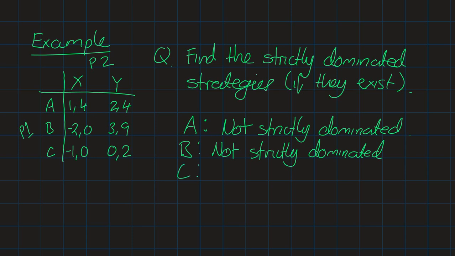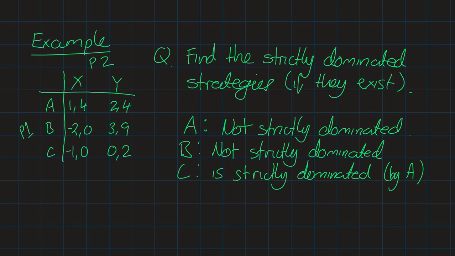So let's try C. If I compare A and C, I see that 1 is strictly bigger than -1, and 2 is strictly bigger than 0. So this is good. This is what we want. This means that C is strictly dominated. In fact, it's strictly dominated by A, but that's not too important. All that matters is that there is some other strategy which strictly dominates C. So that means that C is strictly dominated.